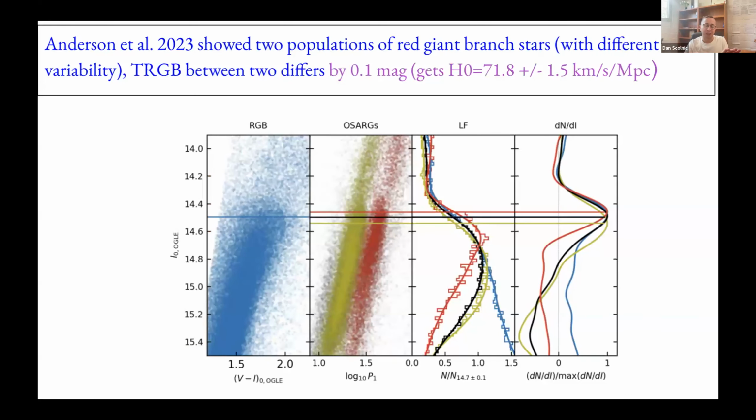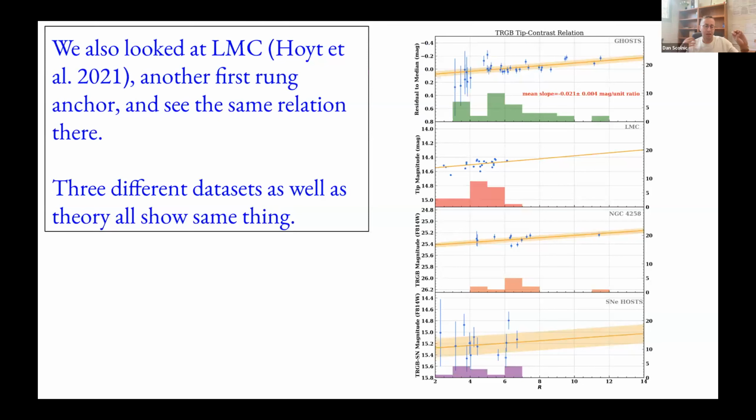And this really opened up a number of new areas. Like there's this paper by Richard Anderson that showed that actually, if you look at the pulsation of stars around the tip, you could see 2 different populations. And if you correct for that, you actually can get a higher value of the Hubble constant because you're using these different populations. We also looked at the LMC, this external data set. This is led by Taylor Hoyt, and we find the same relation. So 3 different data sets, as well as theory, all showing the same relation.